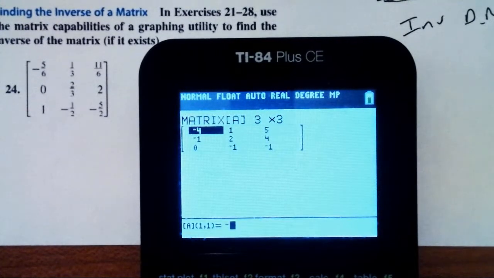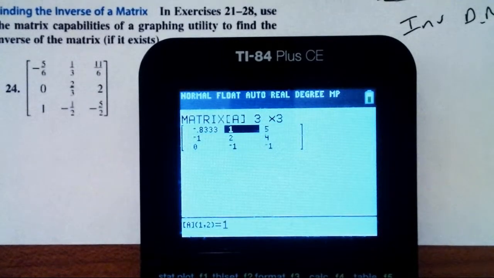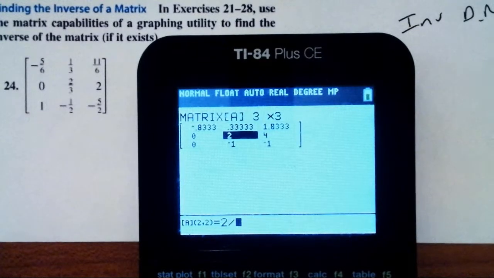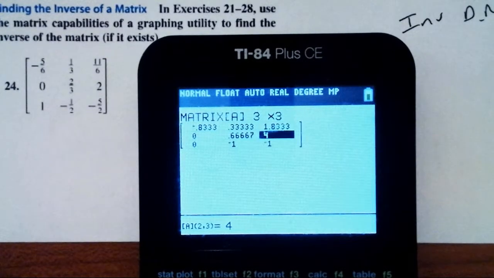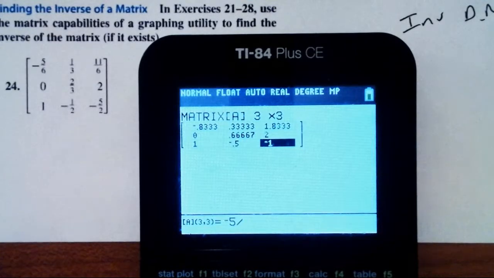And I'm going to enter this as -5 divided by 6, as you can see. 1 divided by 3. 11 divided by 6. 0. 2 divided by 3. 2. 1. -1 divided by 2. And -5 divided by 2.